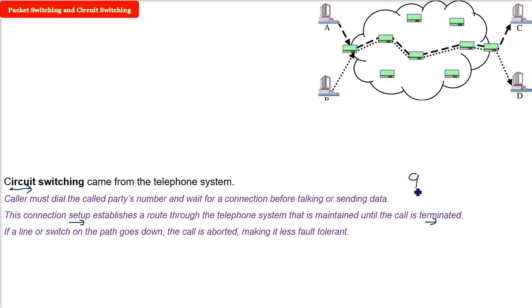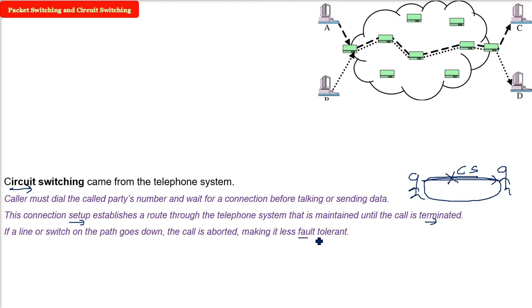Now, what happens when the line or the switch or some networking device goes down? The call will be aborted. So there is a circuit. How does this circuit form? One is calling, one is replying, so there is a kind of circuit being formed. That is why this is called circuit switching. The call has to be aborted if something goes down in between. Therefore, circuit switching is less fault tolerant than packet switching.